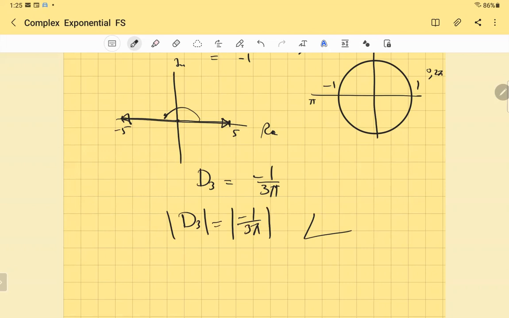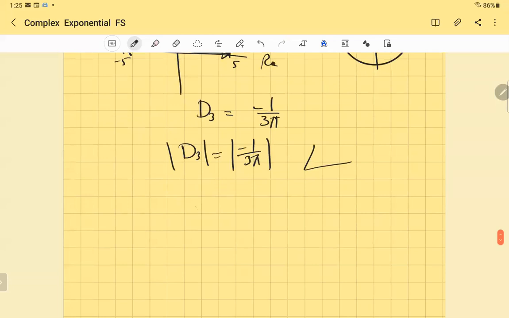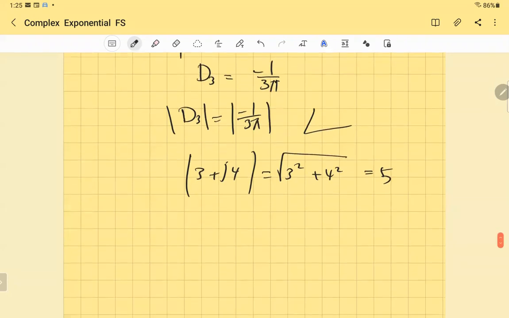Square root what? It's only one value. You square it. No, I mean, square root if you have real and imaginary. If you have 3 plus j4 and I ask you to find the magnitude, you will say 3 squared plus 4 squared, square root, equal 5. But now, when you have 1 over minus 3 pi, let me take a negative number, what's the magnitude of this one?